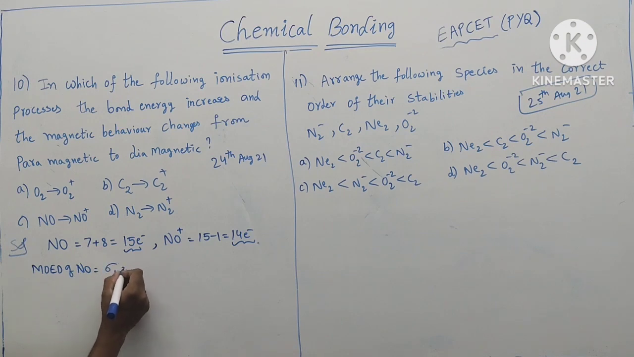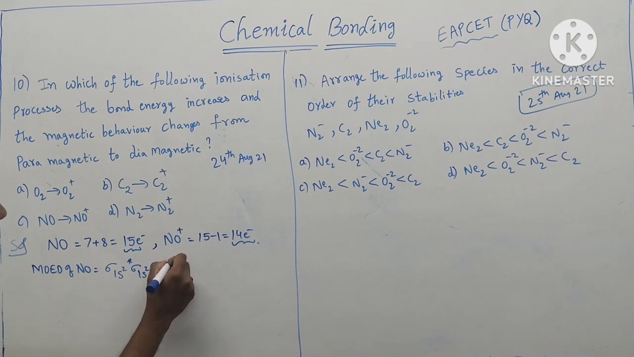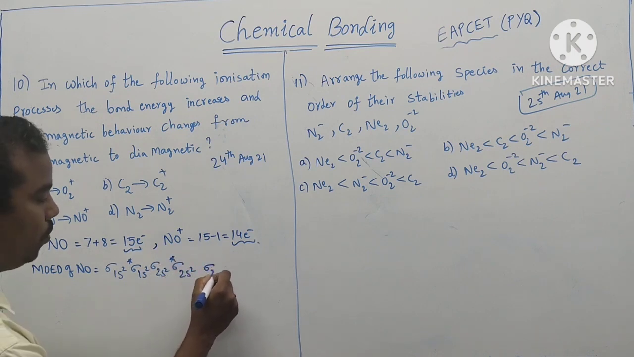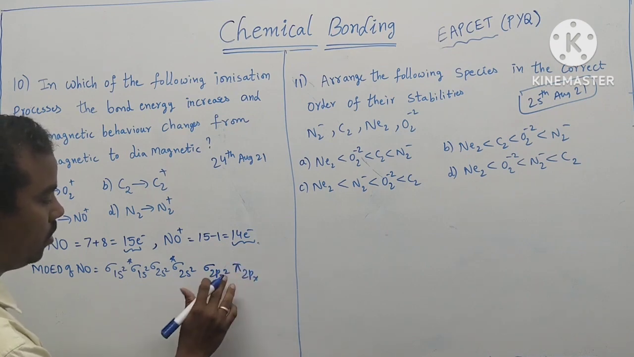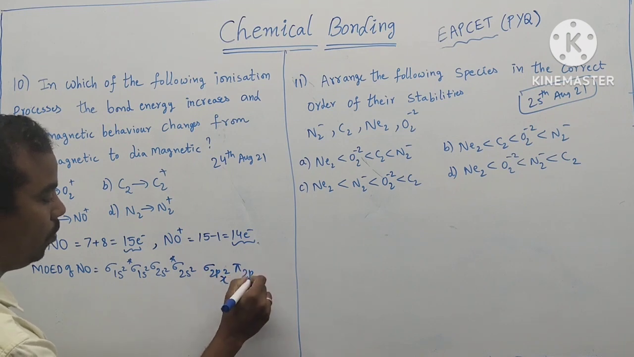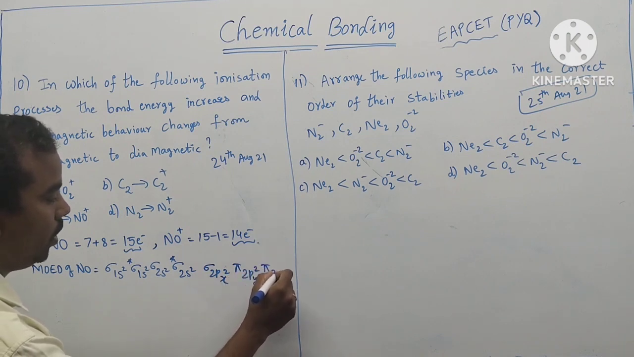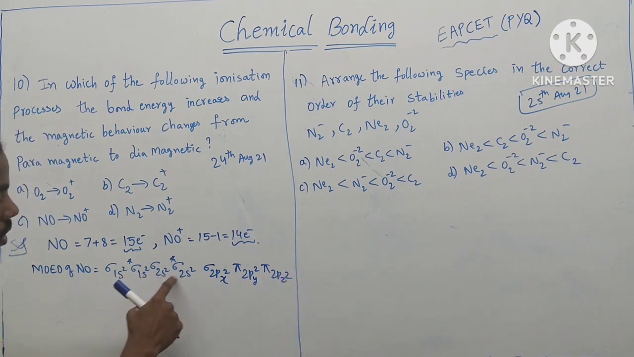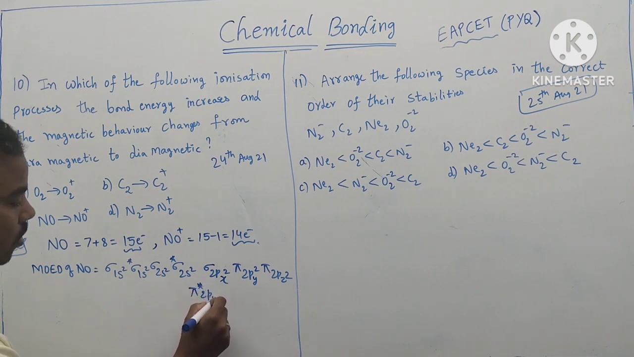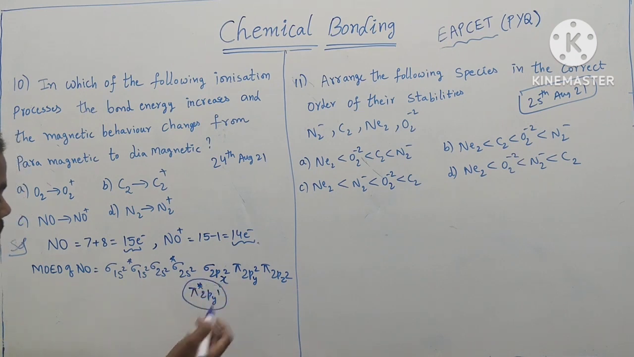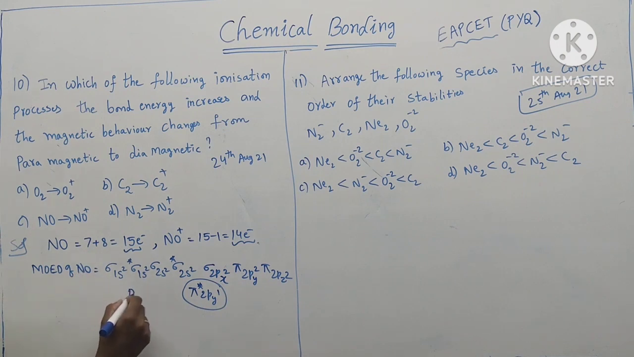sigma 1s2, sigma star 1s2, sigma 2s2, sigma star 2s2, sigma 2pz2, pi 2px2, pi 2py2, that is 2, 4, 6, 8, 10, 12, 14. Next pi star 2py1. So one unpaired electron is present, so NO is paramagnetic. If one unpaired electron is present, that is paramagnetic.